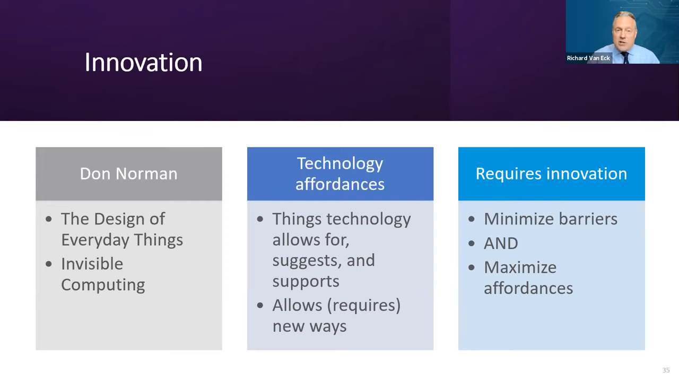Technology innovation also allows us to do things we couldn't do. So yes, we have to change our procedures, but in some cases, those procedures can allow us to do things faster, better, or that we could not do at all in the past. So a technology affordance, if you want to think about it, is the thing that a technology will allow for, suggest, or support in its use.